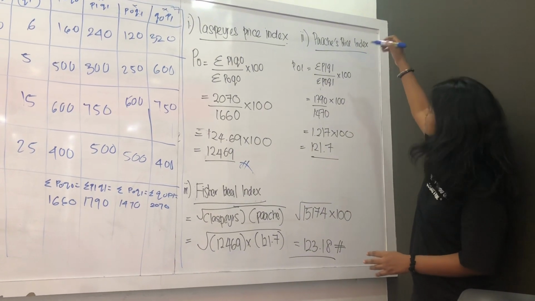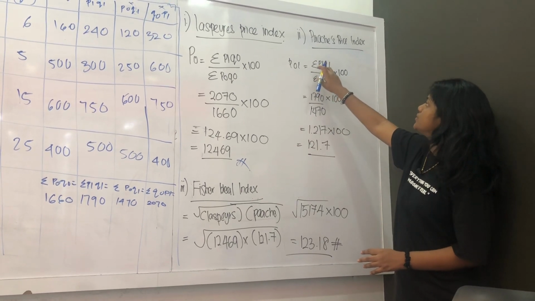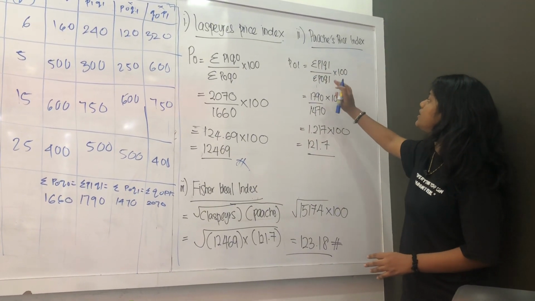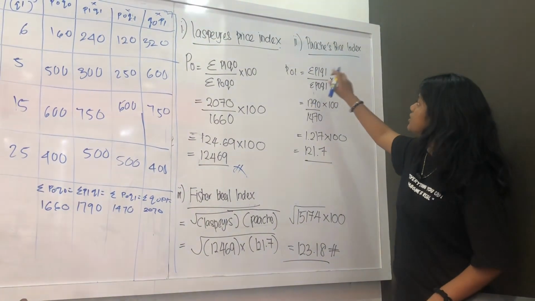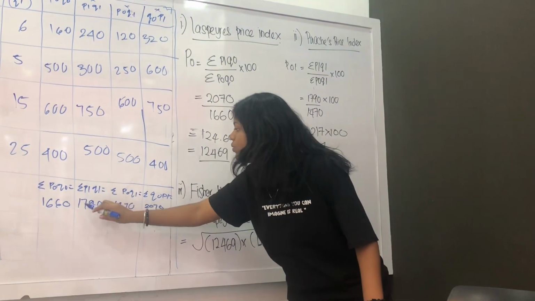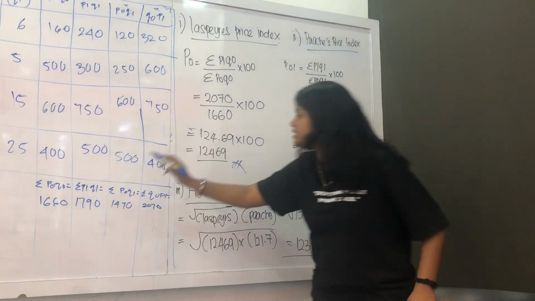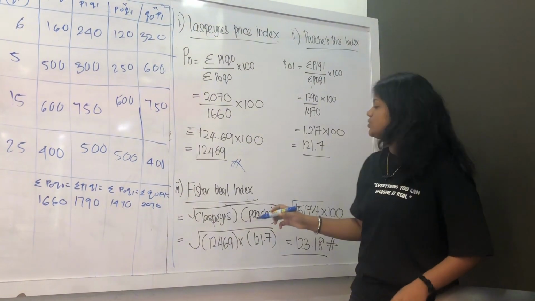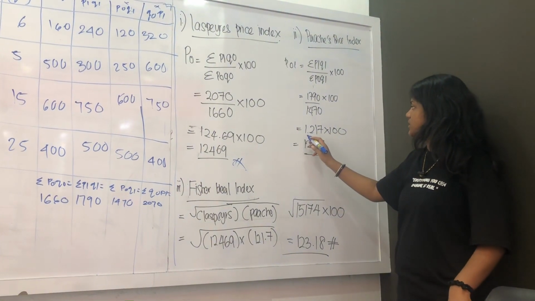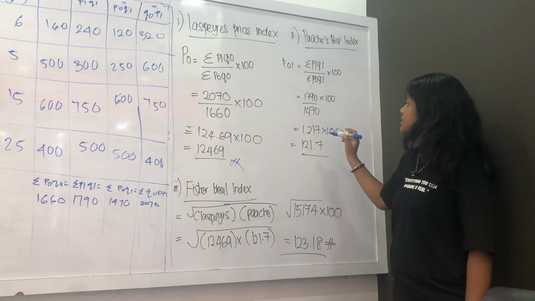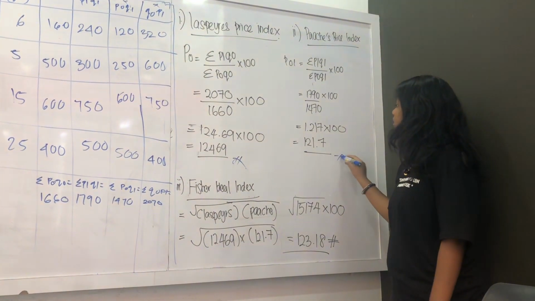And then another method is the partial price index. P01 equals the summation of P1Q1 over the summation of P0Q1 times 100. So the summation of P1Q1 is 1790 over the summation of P0Q1, 1470, times 100. So the total answer is 1.217 times 100, which is 121.7.